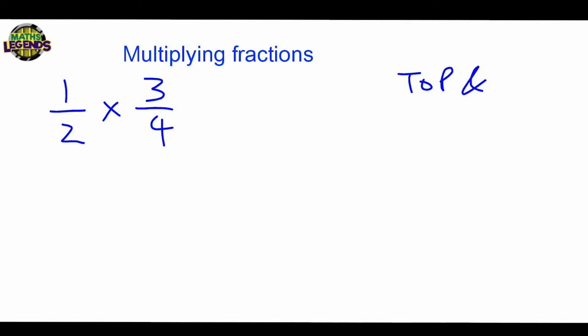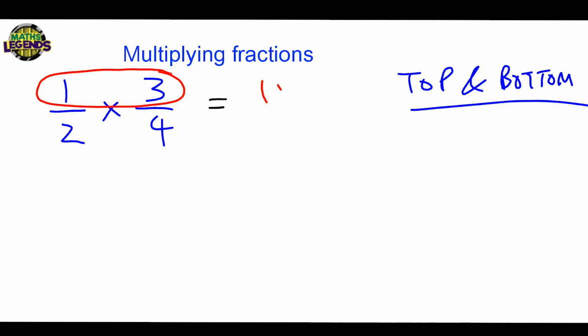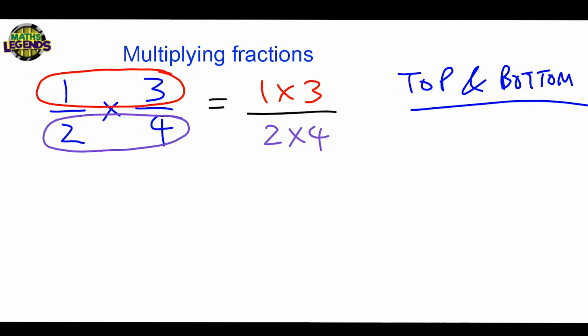Multiplying fractions. Let's say we have the question 1/2 times 3/4. The rule when it comes to multiplying fractions is top and bottom. So what does that mean? We multiply the top, which gives us 1 times 3, and we multiply the bottom, which gives us 2 times 4, and then we simplify. That gives us 3/8, and that's in our simplified format. So the answer here is 3/8.